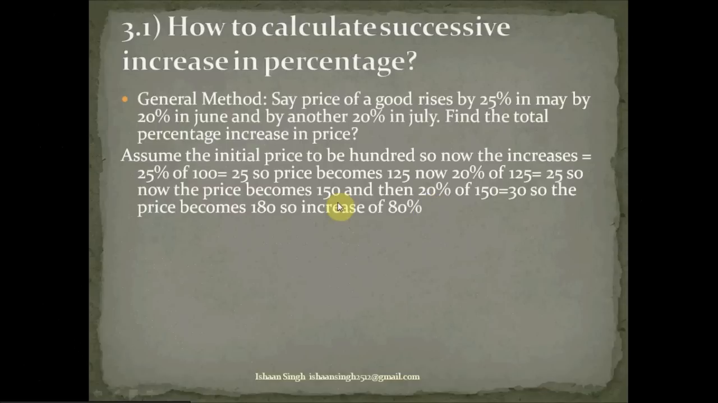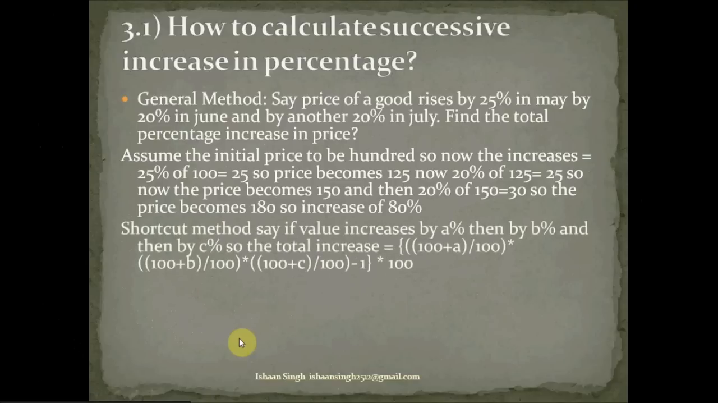But as you see, the values are simple here: 25%, 20% and 20%. So it is easy to calculate. But in your entrance exams, the values can be difficult. Plus this method involves a lot of calculation. So what we are going to do is use a formula in these kinds of questions. And the formula is very simple.